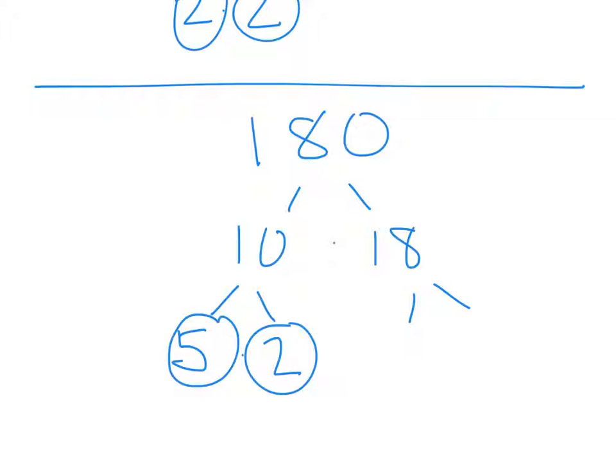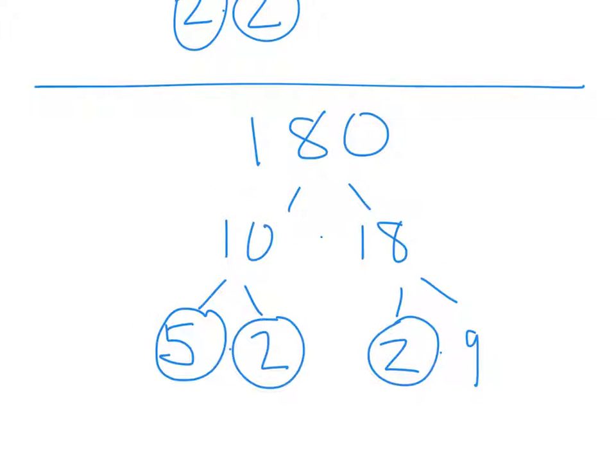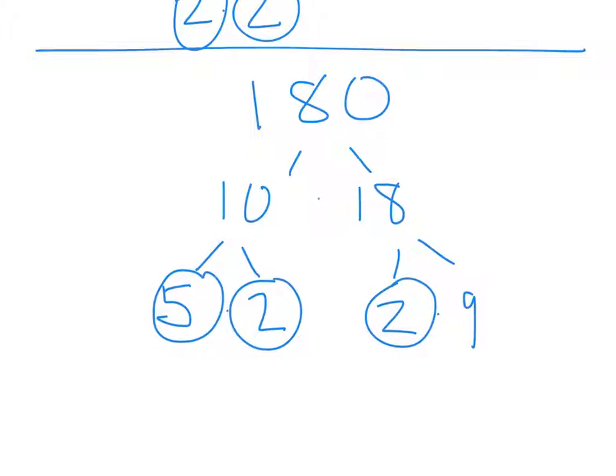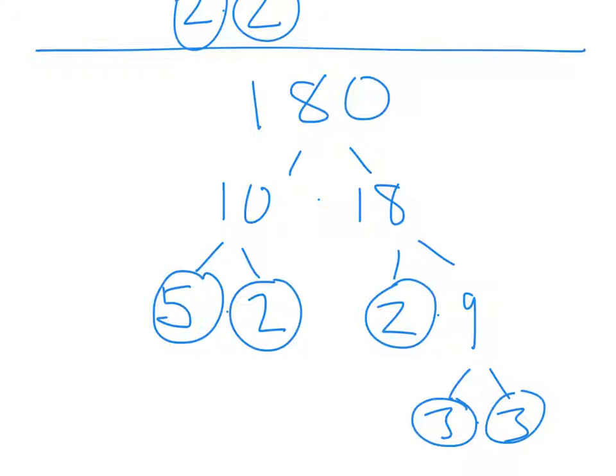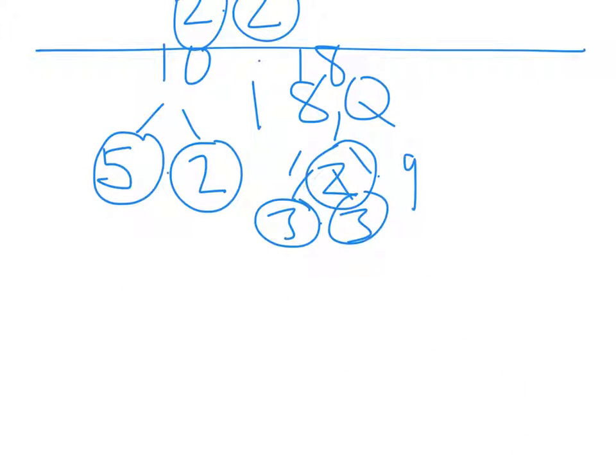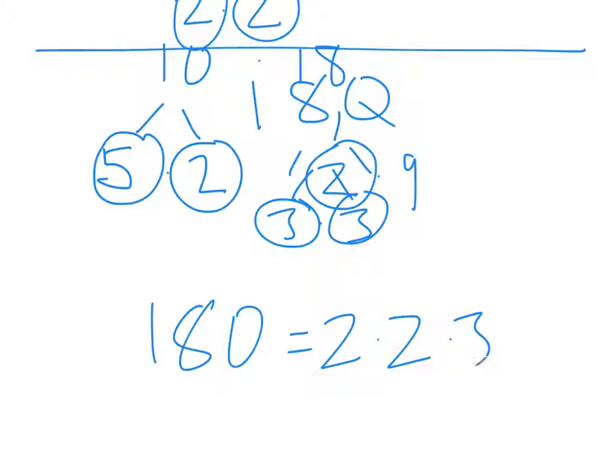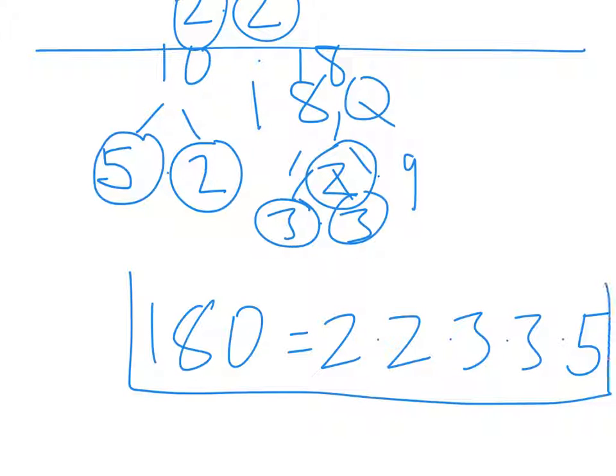18 is 9 times 2, but 9 is not prime. 9 has to go further. It has to become 3 times 3. There you go. 9 is 3 times 3. And those are both prime. So this is our prime factorization. We just figured out 180 is 2 times 2 times 3 times 3 times 5. Right, those are all the prime numbers that we circled. So this is what we call the prime factorization of 180.